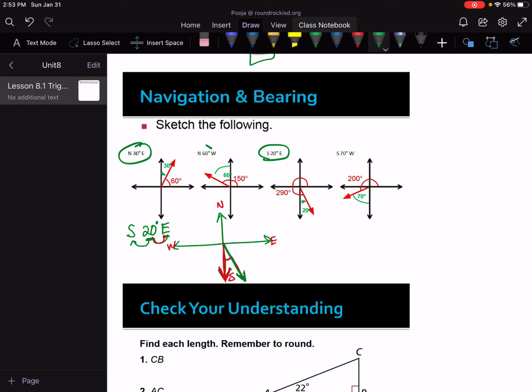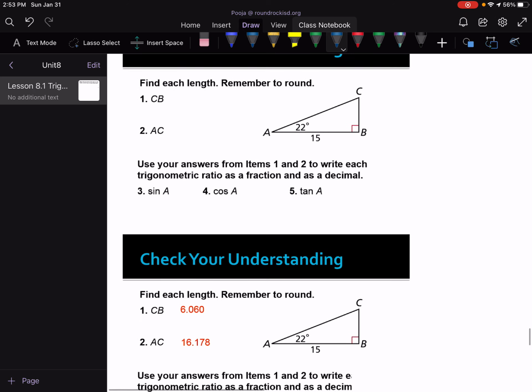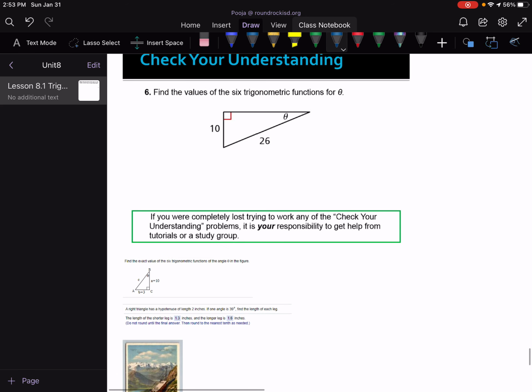Try these other 3. It's not too bad. It's pretty easy, just knowing north, south, west, east. Some of you had memorized it as never eat soggy waffles. I just have them memorized. I don't use the abbreviation.